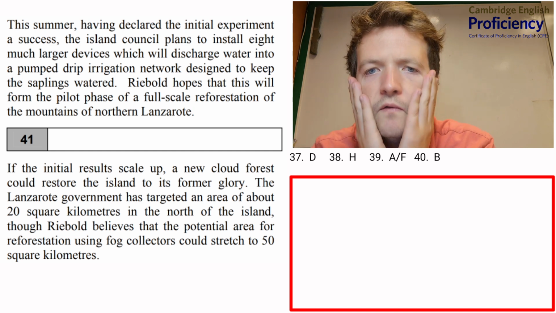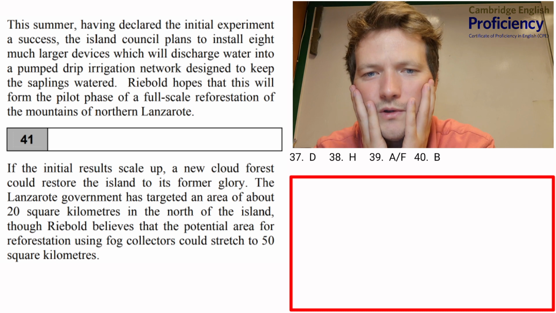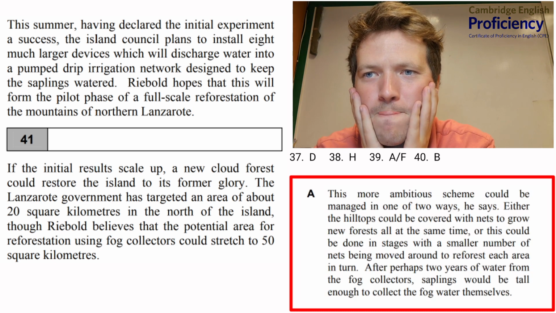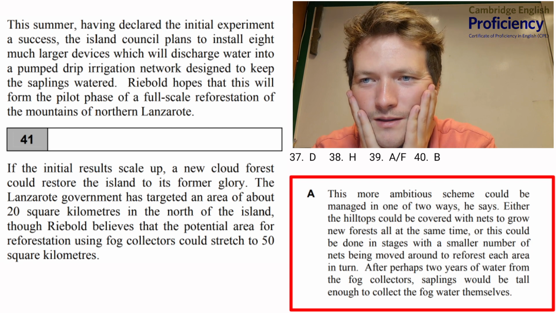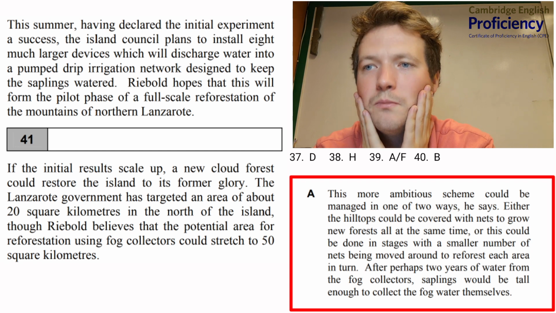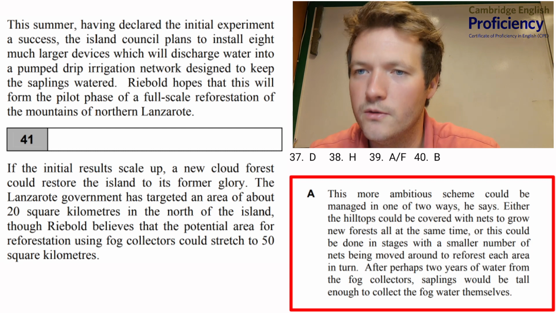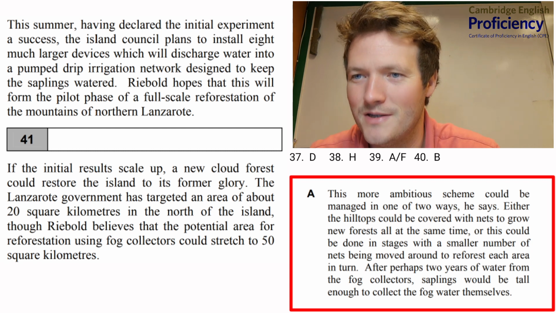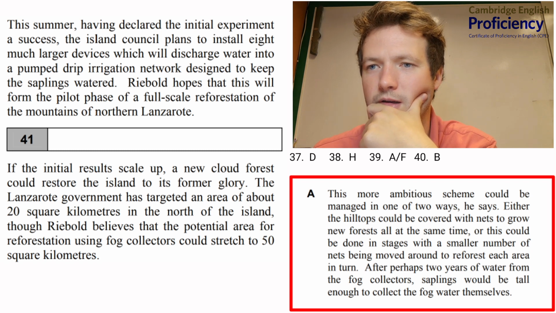Rybold hopes that this will form the pilot phase of a full-scale reforestation of the mountains of northern Lanzarote. That sounds like A, doesn't it? He's talking about a more ambitious scheme. I think this more ambitious scheme could be managed one of two ways, he says. Either the hilltops could be covered with nets to grow new forests all at the same time, or this could be done in stages with smaller numbers of nets being moved around to reforest each area in turn. I think it's clear. I think it's A.